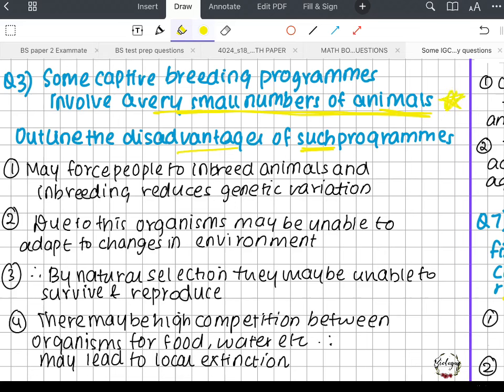So they may force people to inbreed animals, right? Because obviously you're keeping the animals in captivity, you cannot breed them elsewhere. So you have to breed the animals in captivity with others who are in captivity. So you have to inbreed. That's your only option, right? So it may force you to inbreed the animals.